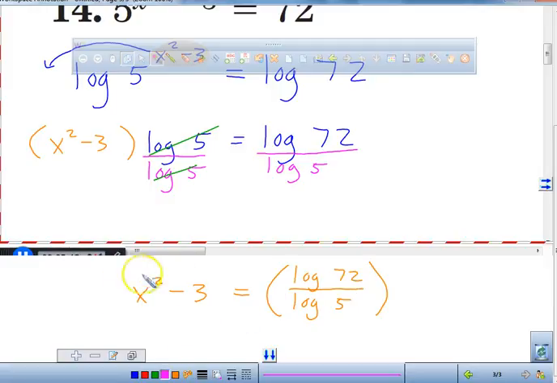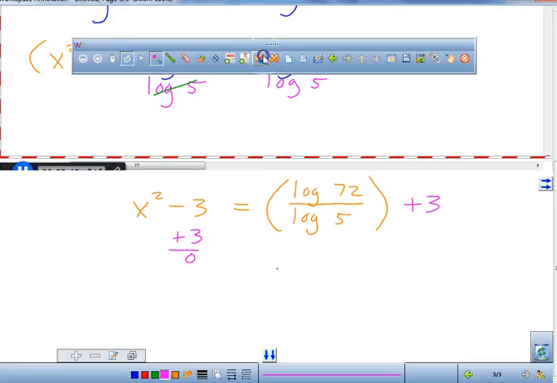We've got to isolate the x squared. So what do I have to do to isolate it? Add 3 to this side and add 3 to this side. By adding 3 to both sides, that zeroes out, and you have x squared now. There's the x squared equals whatever the quotient of this is.